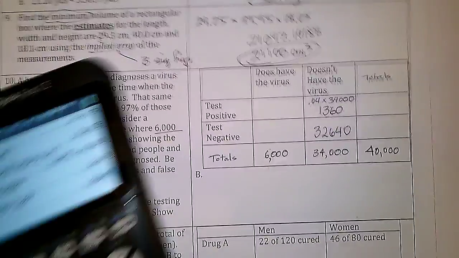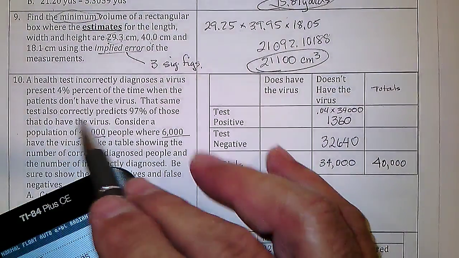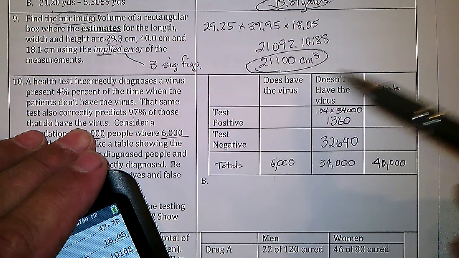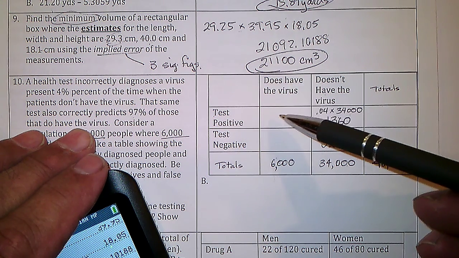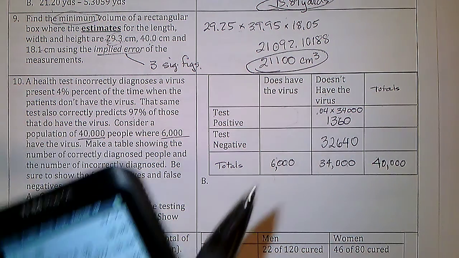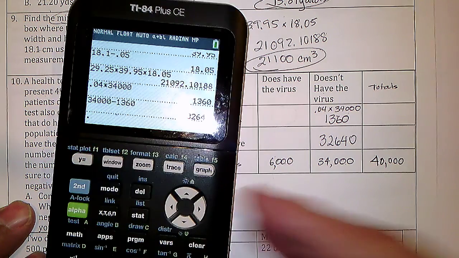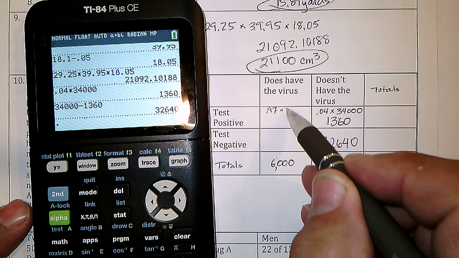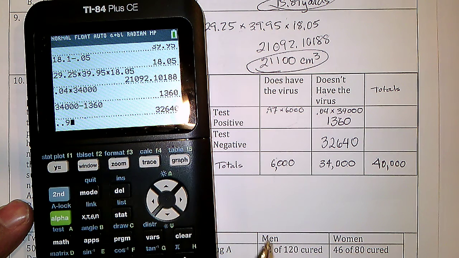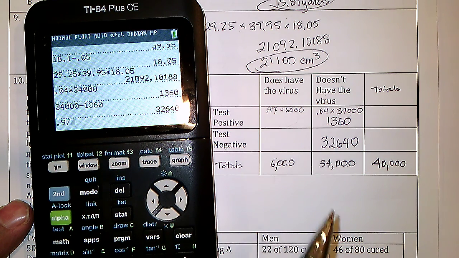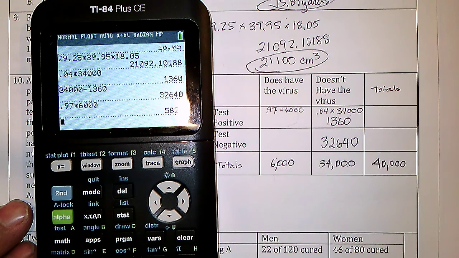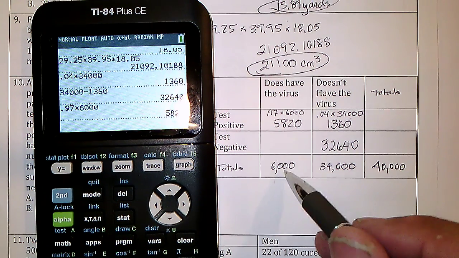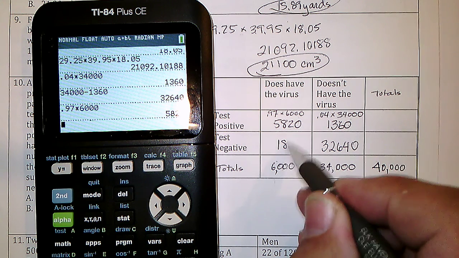Okay. Now it also says that the same test also correctly predicts 97% of those that do have the virus. So they do have the virus, and 97% of them test positive. So 97% of the 6,000. Let's write that in there. They test positive when they do have it. 0.97 times 6,000. And that comes out to be 5,820. The rest, so that subtracted from 6,000, is 180.